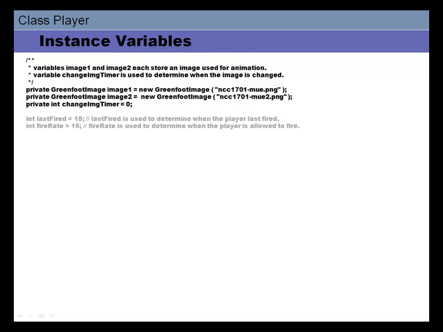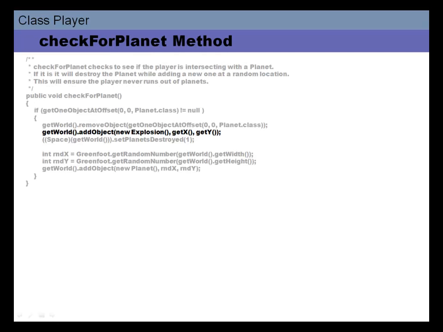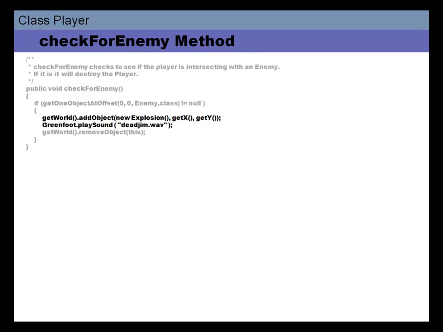Open class Player. You'll find that it uses the same technique as the Torpedo, this time using only 2 images and a counter. Once more, add a call to the animate methods. And in method check for planet, add an explosion object. Go to the check for enemy method, add another explosion object, and have it play the sound file that.jim.wav.